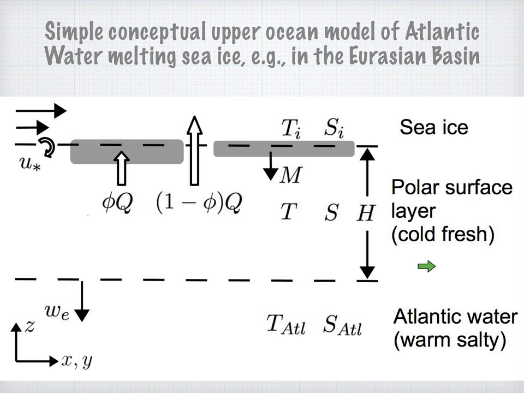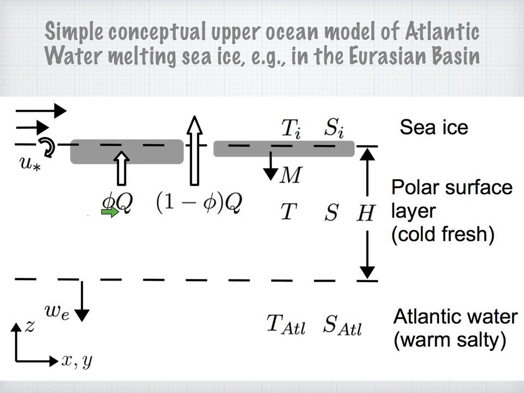It's cold and fresh. And a key element of this model is that the sea ice is formed remotely. For example, it might be formed on the Siberian shelves and then is advected into the place where this conceptual exchange is occurring, which might be, for example, in the Eurasian Basin. So you've got northward flowing warm, salty Atlantic water hitting equatorward flowing sea ice, which has come across the pole in the transpolar drift, for example. Okay, so we're going to talk about the thickness of this polar surface layer, its temperature, its salinity.